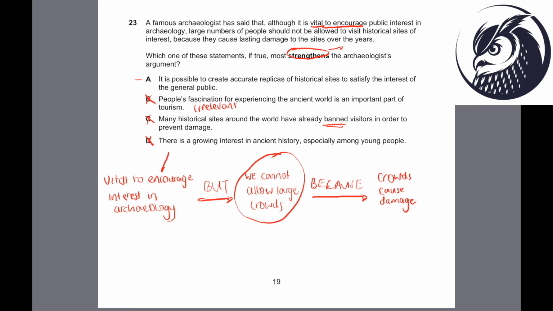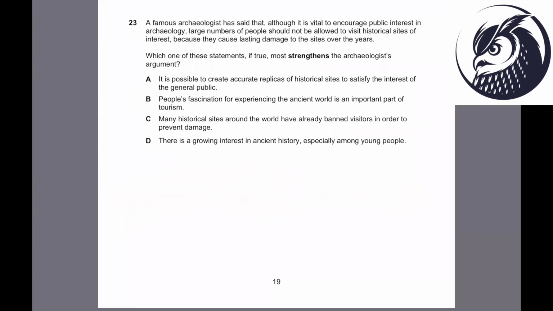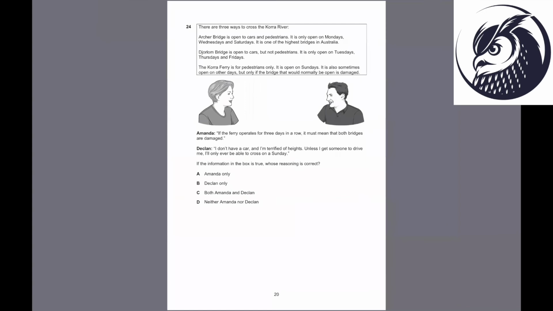So you can see none of these options were really that strong, but A was something that acknowledged both sides, both parts of the archaeologist's arguments, right? It's acknowledged the interest and it's also provided a solution to the large crowd issue. Okay, so therefore option A most strengthens the archaeologist's argument. All right, let's keep going.